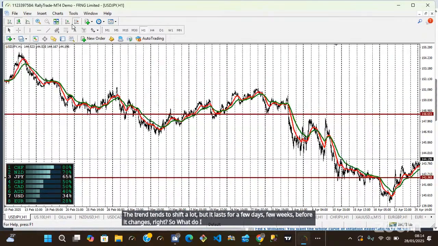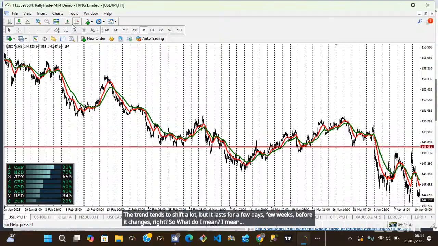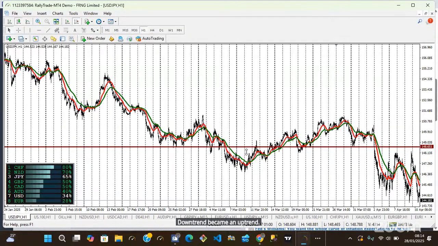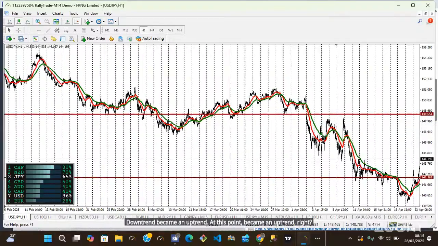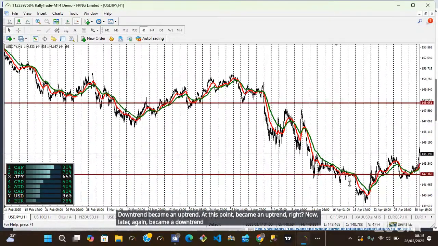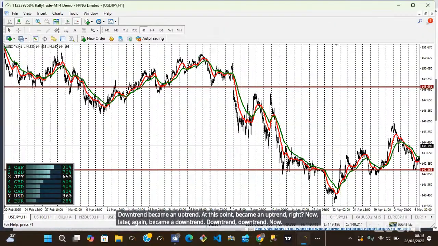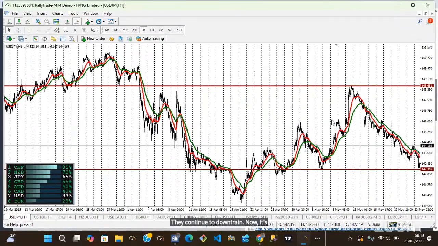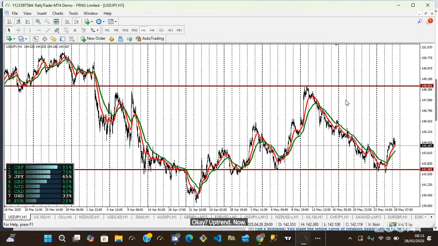I mean, price was on a significant downtrend, a massive retracement, downtrend, then became an uptrend at this point, right? Later again it became a downtrend. Inside of the trend, you are going to see some retracement. Some might be short, some might be significant, as long as it doesn't break structure. Then it continues its downtrend. Now it's an uptrend. How do you trade all of these trends?